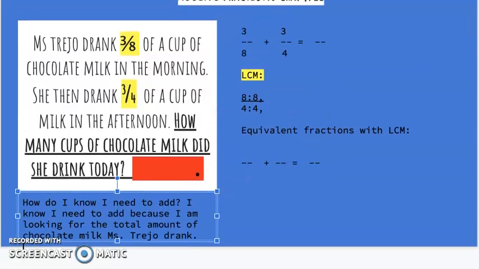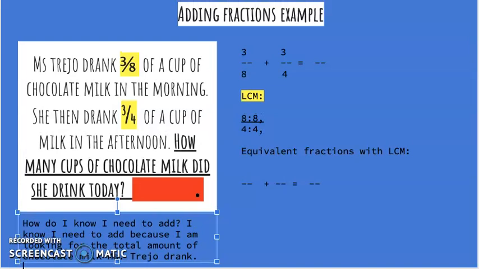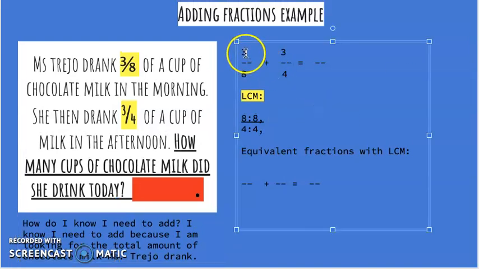Okay. So now, guys, I know that in the morning she drank 3/8, and in the afternoon she drank 3/4 of a cup of chocolate milk. So now I know that I'm adding these two fractions, but I have a problem. They don't have the same denominator. So I need to find the least common multiple. How do I do that?